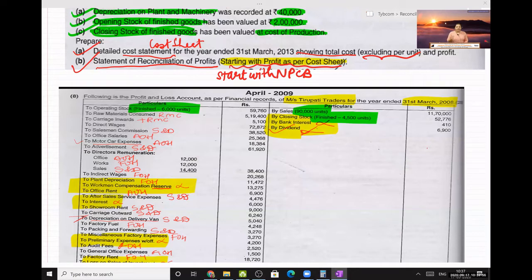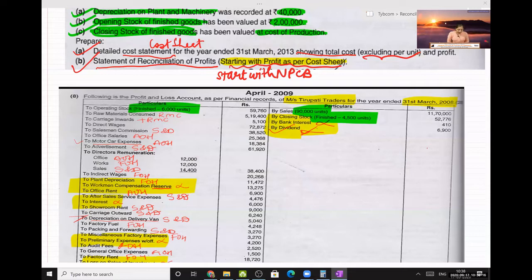I repeat, if the delivery van is already there in the question, with delivery van expenses given, it means the delivery van is used for distributing finished goods. That means the motor car which you have is for the purpose of office staff car travelling. So it will go to admin overheads.